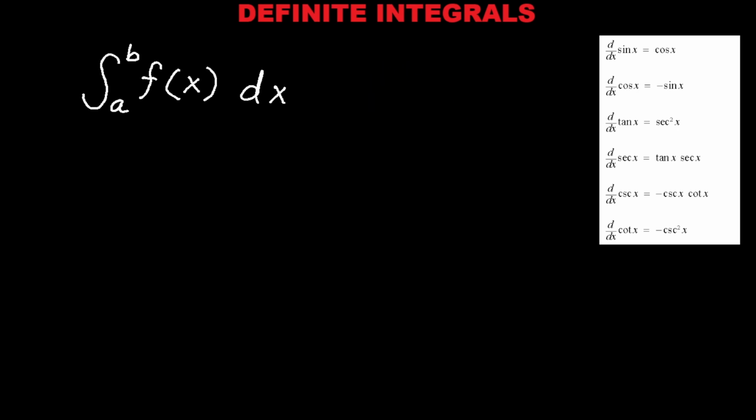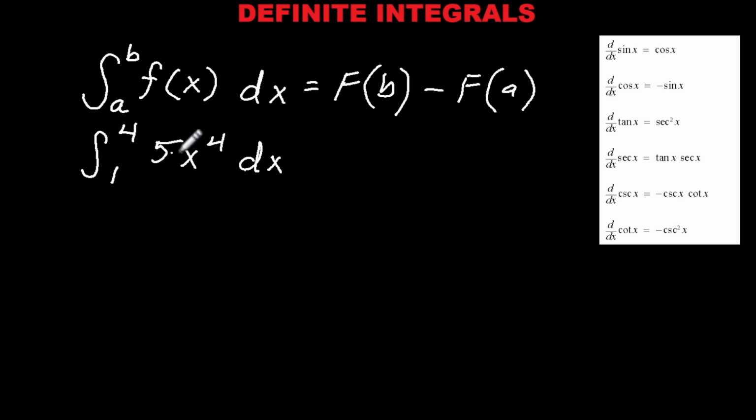What we have here is a definite integral, and it's asking you to integrate this between a and b. So this is going to be f of b minus f of a.